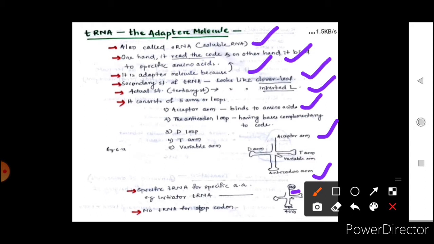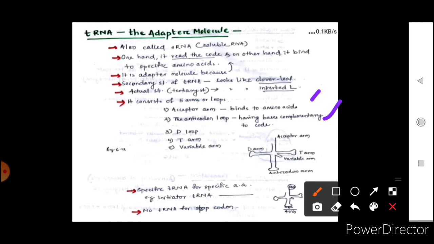Okay, then is the D loop, the T arm, and the variable arm. Here, the small one you can see is the variable arm. Okay. So this is the structure of the tRNA, that it consists of 5 arms or loops, that is the acceptor arm which binds to the amino acid, the anticodon loop having bases complementary to the code, the D loop, the T arm and the variable arm.